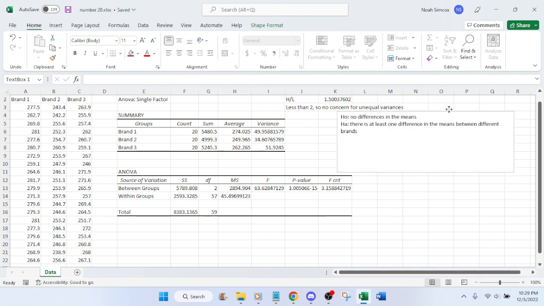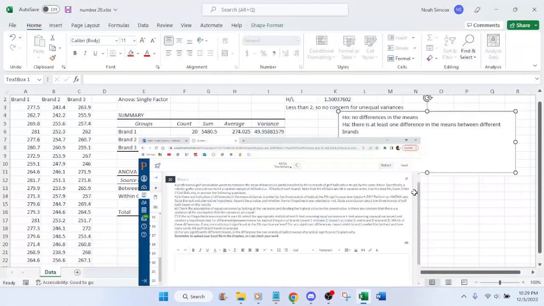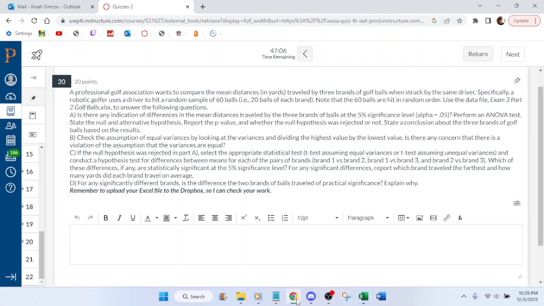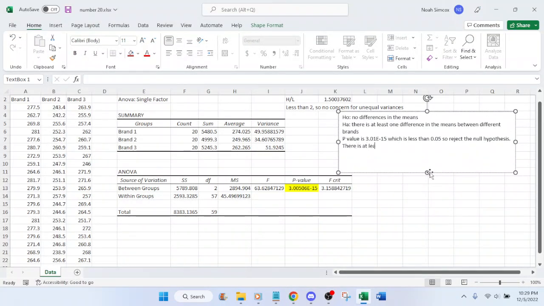And we have the p-value. The p-value is what? Well, we got a small p-value there, 3.01e-15, which is less than 0.05. So, reject the null hypothesis. There is at least one difference in the mean distance traveled between different brands of tennis ball.